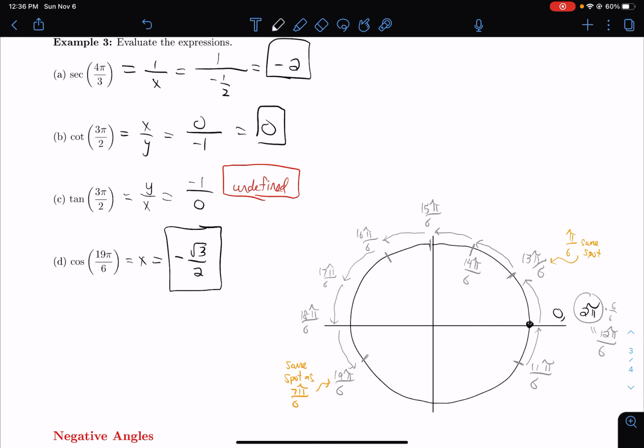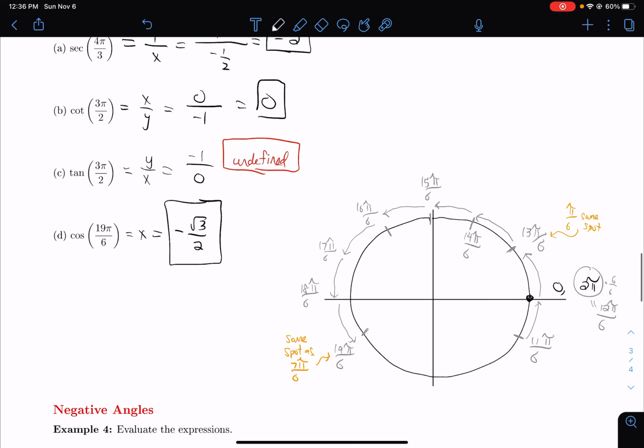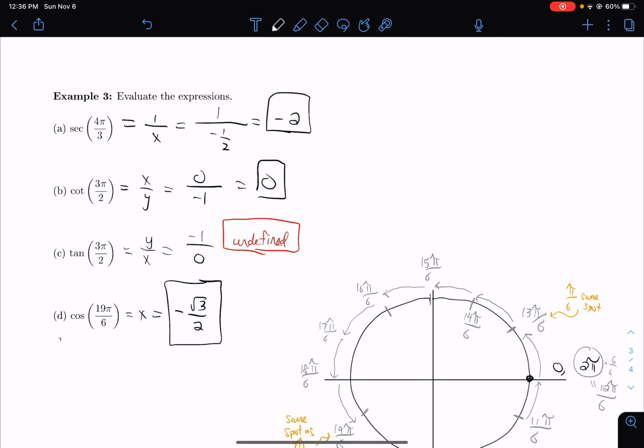Okay, so next time we'll see how we can do stuff like this. How can I figure out trig functions evaluated at negative angles? Turns out it's very similar to stuff that we've seen here.